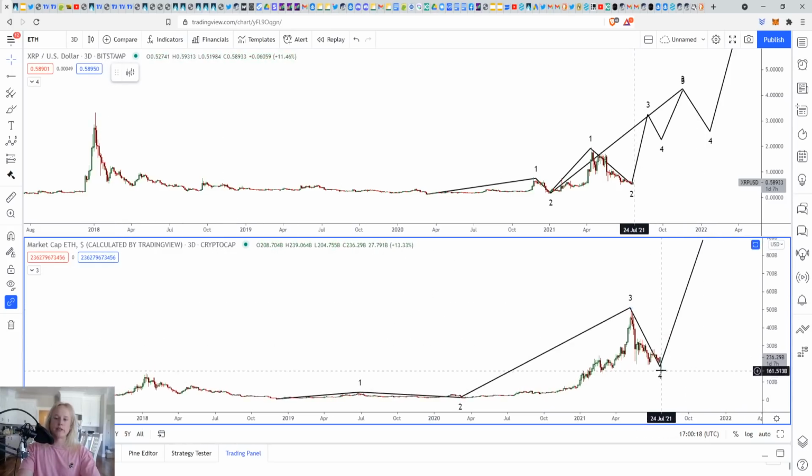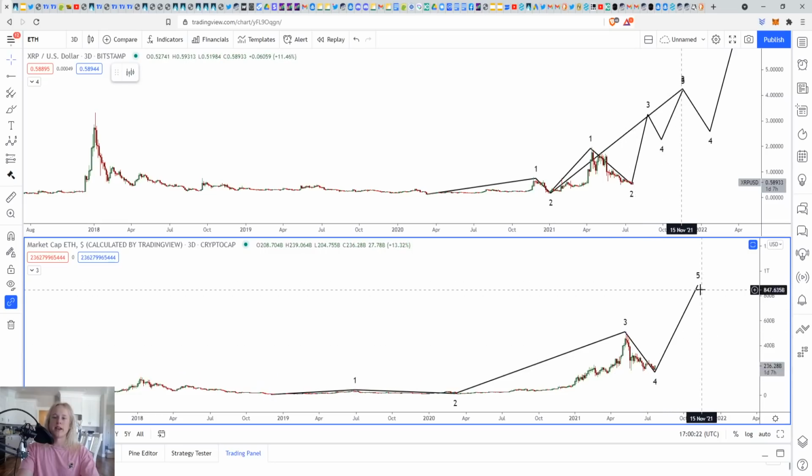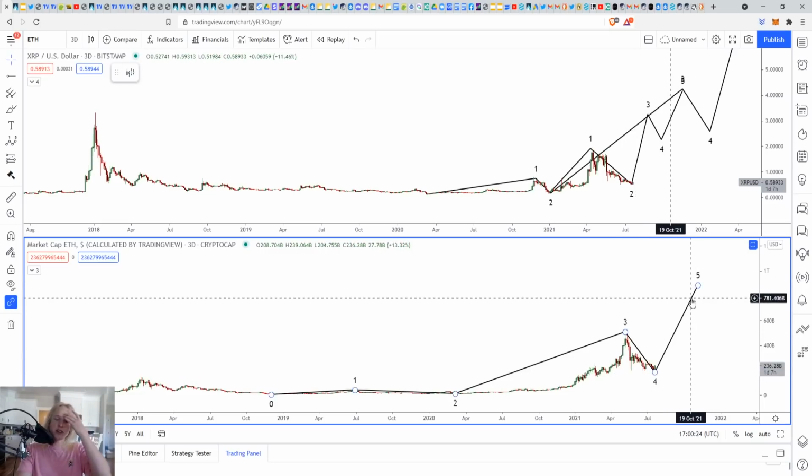Now, the way the Elliott waves show for Ethereum is that we're going to get one more final 5-wave impulse, and then that'll be the end of the bull cycle for ETH.